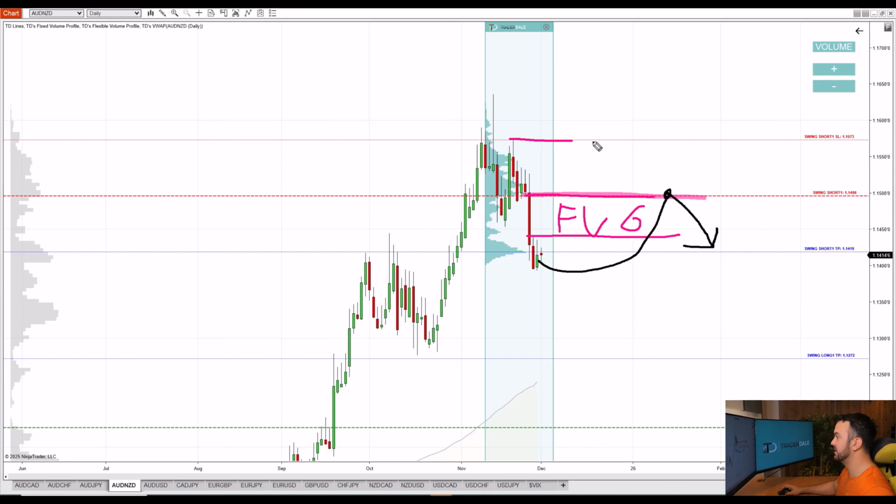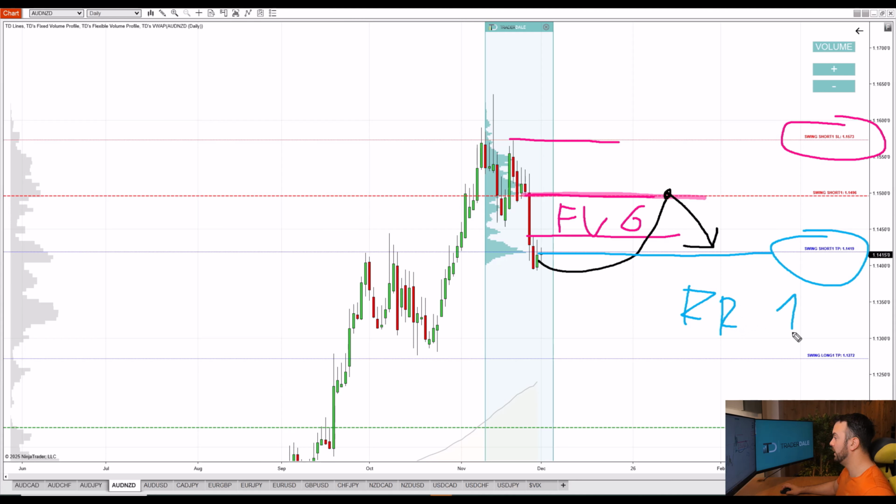Stop for this trade is in here at 1.1573. Take profit, at least right now, is at 1.1419. That's risk reward ratio 1. Take profit, but I might adjust it and move it a little bit lower, so I'm a little bit over risk reward ratio 1.